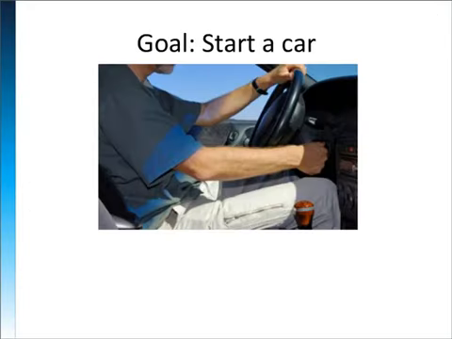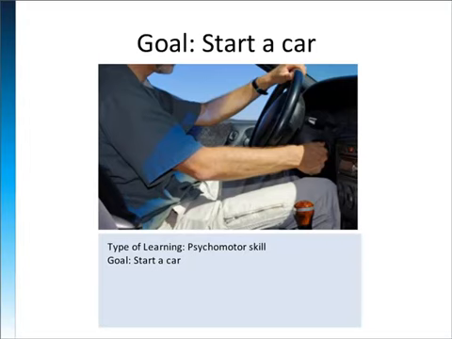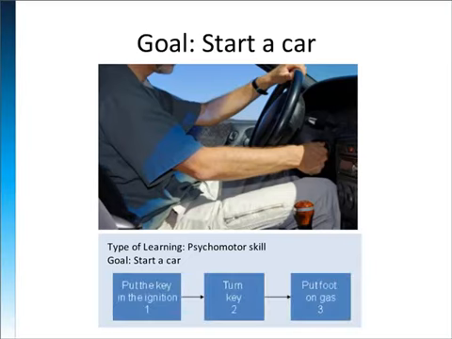Let's start with an easy goal and then work our way up. Start a car is a psychomotor goal because it involves the coordination of mental and physical activities. And with lots of practice, this skill may become automated. This goal is very straightforward because it has 3 steps. Everything within the blue box is important as a component of the goal diagram. Notice that the type of learning is mentioned, the goal is written out, and the goal is diagrammed.